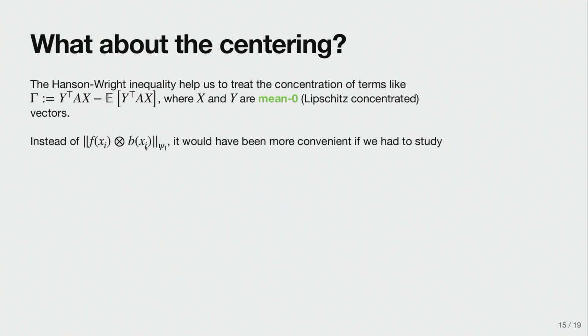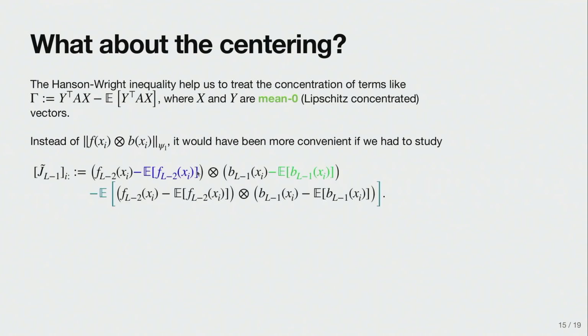So instead of working with this, which is very annoying to me, I would want to work with something like this. So I subtract by the features the expectation, I subtract by the backpropagation part the expectation, and then afterwards I subtract everything from this. So I define J tilde, which is the centered Jacobian. And of course, I want to provide lower bounds on the smallest eigenvalue of the Jacobian, not on the centered Jacobian. So why would this be beneficial?